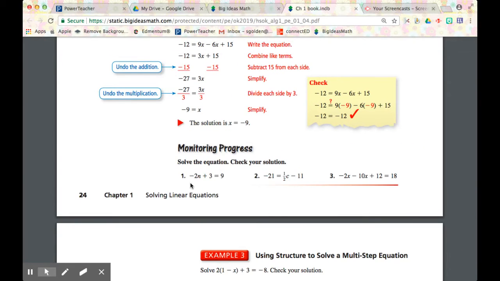Okay, I want you to attempt these 3 problems right here, 1, 2, and 3. You'll pause the video, try to solve for those variables, and then we will go over them together.